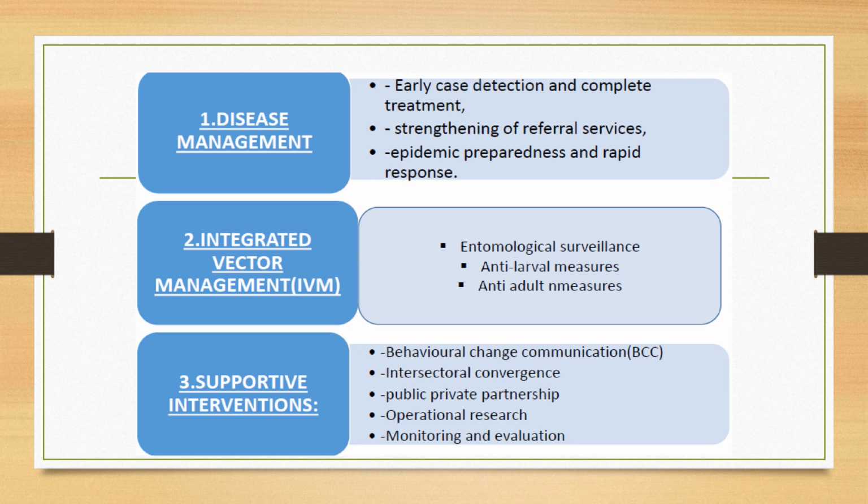Next part is integrated vector management. Here it is divided into three parts: entomological surveillance, anti-larval measures, and anti-adult measures. I will discuss all these things. And lastly, the third part, which is same in all the programs, that is supportive interventions. You can write these points in all the programs, but with different context. Behavior change communication, intersectoral partnership, convergence, public-private partnership, operational research, monitoring and evaluation.